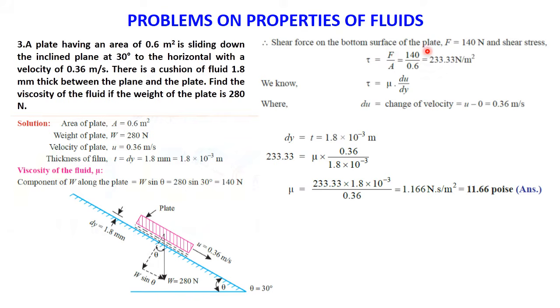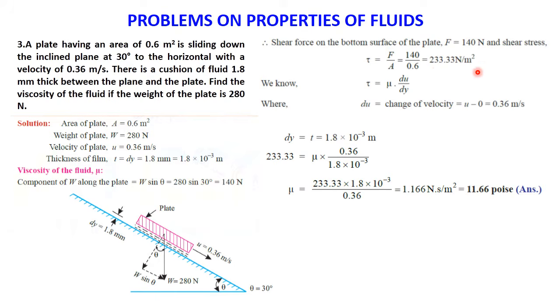So that is nothing but the force. The force on the bottom surface of the plate, F, is equal to 140 Newton, and shear stress tau is equal to, now see, the area is 0.6, so we can easily find the shear stress. Stress is nothing but force by area, so shear stress is equal to force divided by area.